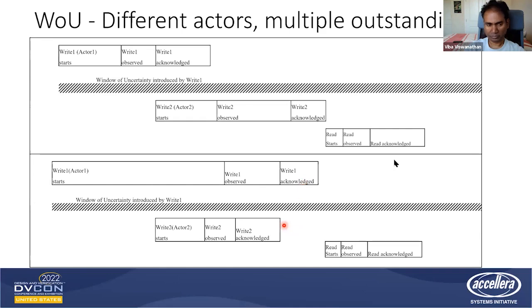In the bottom picture, write 2 is seen by the design ahead of write 1, even though write 2 was actually issued after write 1. In the top picture, on the other hand, write 1 is seen by the design first, followed by write 2. In other words, write 2 value supersedes write 1 in the top picture, and in the bottom picture, the write 1 value supersedes write 2.